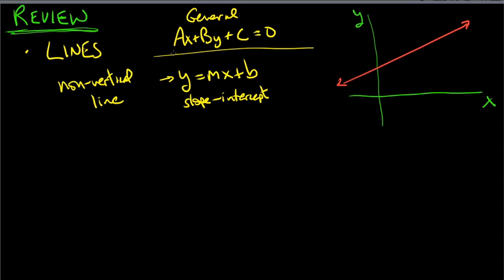Okay, so a, b, and c are just numbers. m and b are just numbers. In fact, let's talk about m right now. m is called the slope of the line, and it's a number. And informally, we think of it as rise over run. It's the ratio of rise to run.